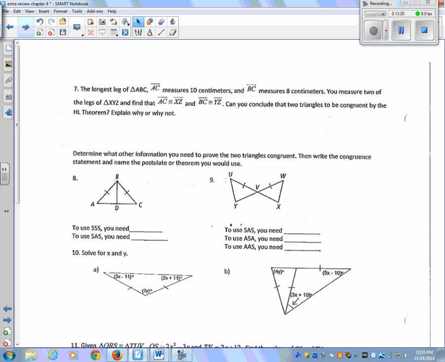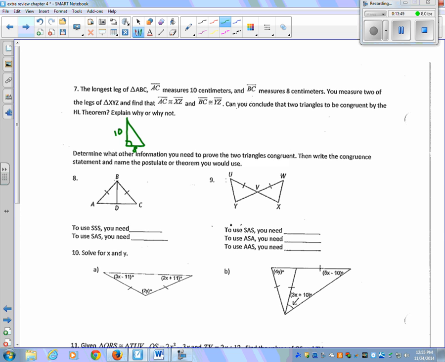The longest leg of triangle ABC. Okay, if we're talking about a longer leg, then we have to be talking about a right triangle, because in an isosceles triangle, which have legs, both the legs are the same length. So this has to be a right triangle, and AC measures 10, and BC measures 8, the other leg.